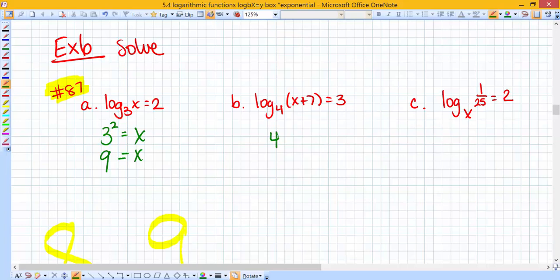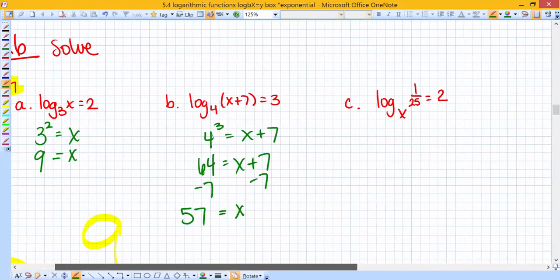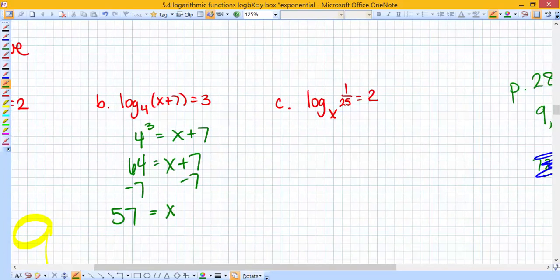My base is 4, my exponent is 3, equals x plus 7. 4 to the 3rd: 4 times 4 is 16, times 4 is 64. And then I would subtract my 7, and I get 57. And then in the last one, x to the second equals 1 over 25.